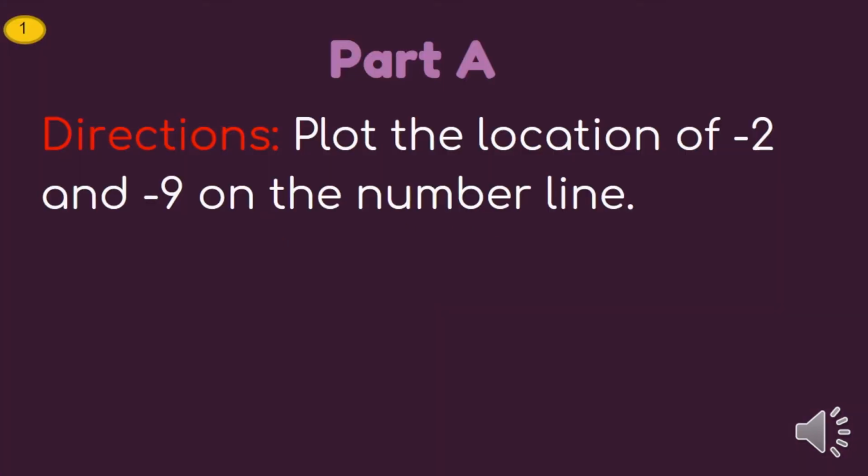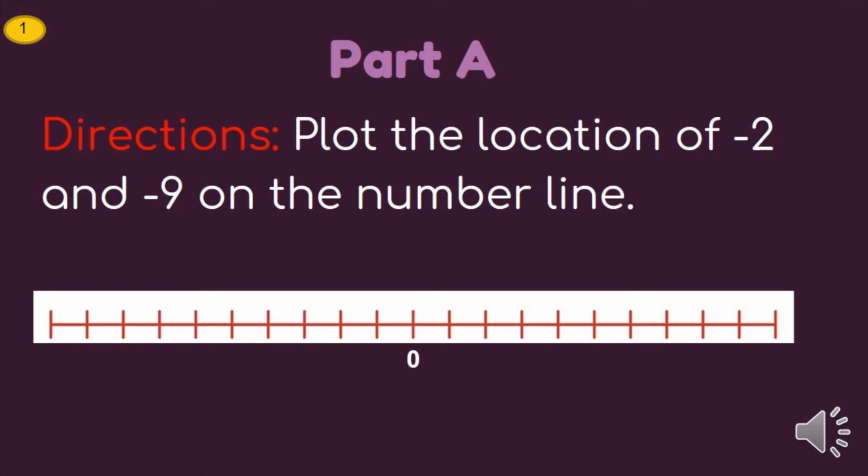Now let's get started. Our problem for today has two parts. Part A reads, plot the location of -2 and -9 on the number line. Let's take a look at the number line. In the middle is 0. To the left of 0 is -10, and to the right of 0 is +10. This means that to the left of 0 we have negative numbers, and to the right of 0 we have positive numbers.